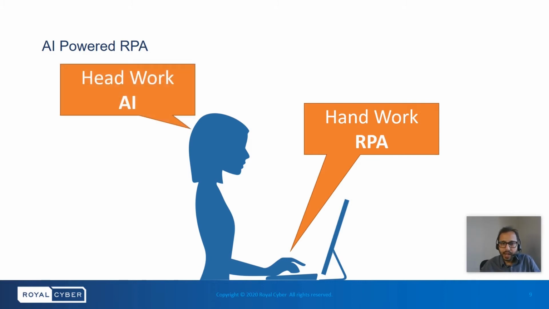AI brings the head work, that means learning and decision-making capabilities. When AI is integrated with RPA, it allows the automation process to begin much faster, creating an automation continuum. A completely autonomous process would elicit a more cognitive response, transmitting it directly to the RPA system that would then complete the task.